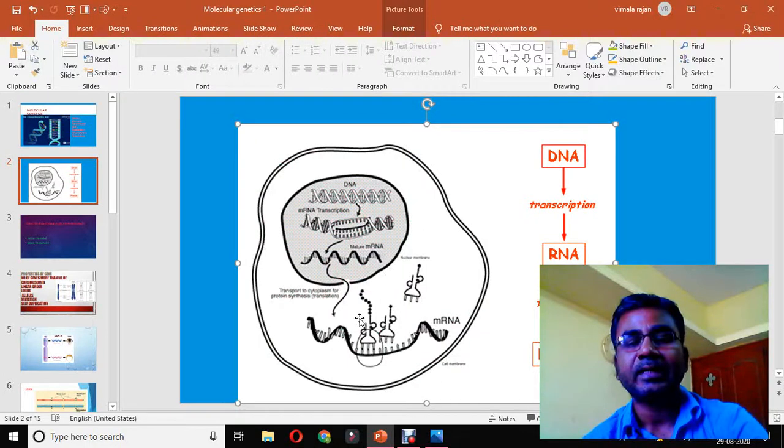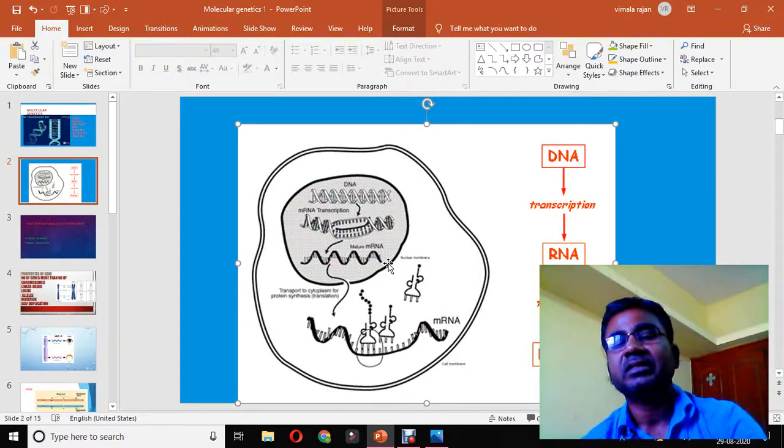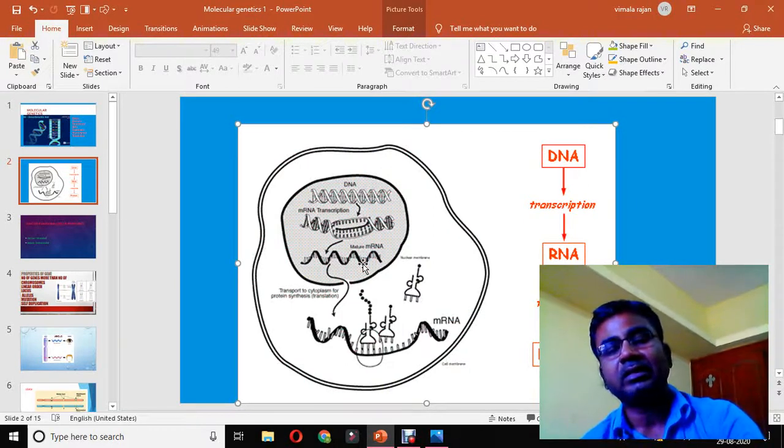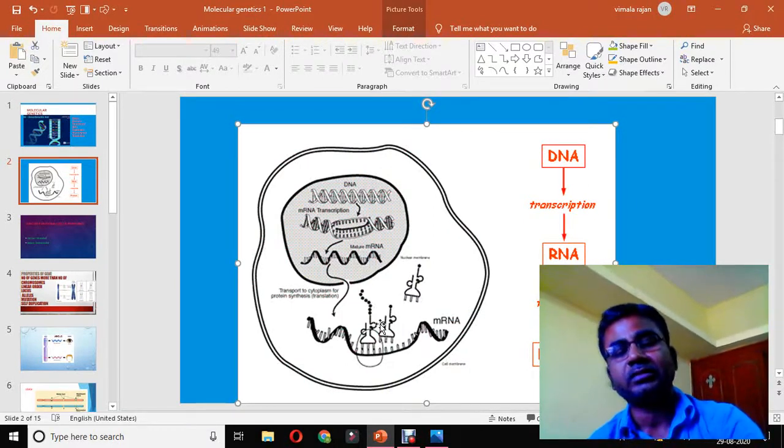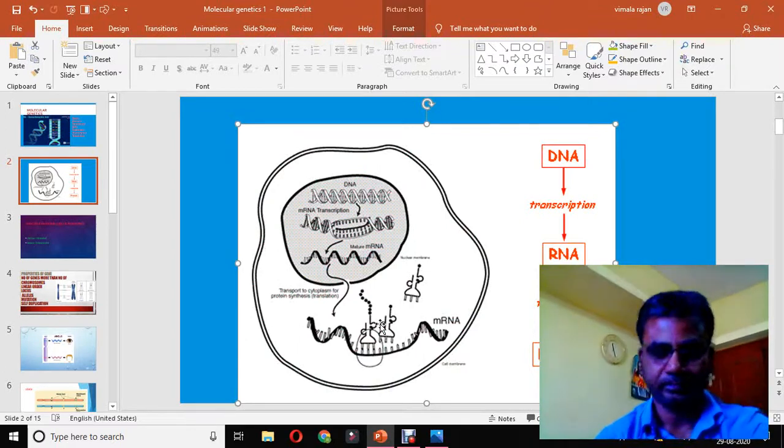So the diagram is exhibiting the three processes: replication, transcription, translation. This is the DNA. It produces more DNA by the process of replication. The DNA is producing RNA by the process of transcription, and the RNA is producing proteins by the process of translation.